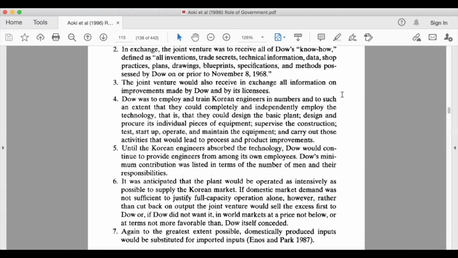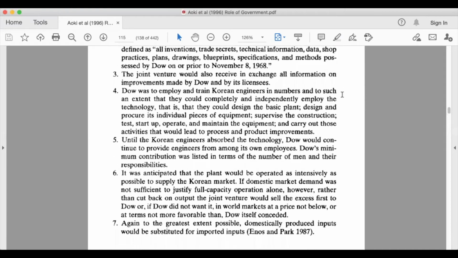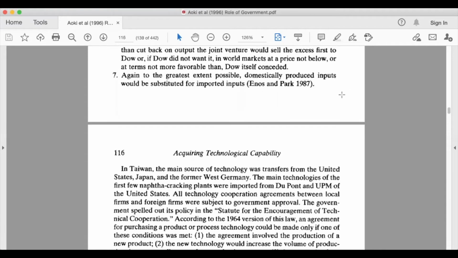Until the Korean engineers absorbed the technology, Dow would continue to provide engineers from among its own employees. Dow's minimum contribution was listed in terms of the number of men and their responsibilities. Again, to the greatest extent possible, domestically produced inputs would be substituted for imported inputs.